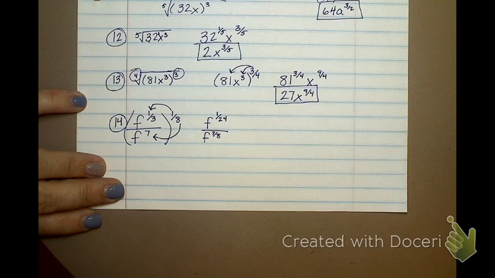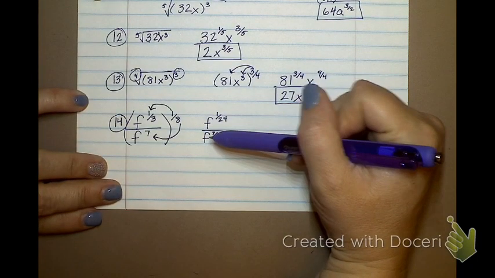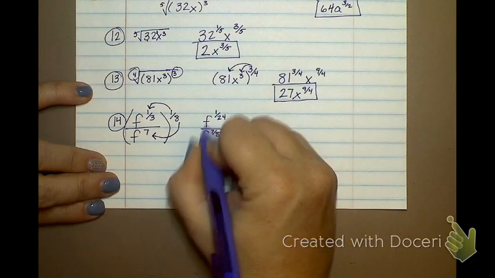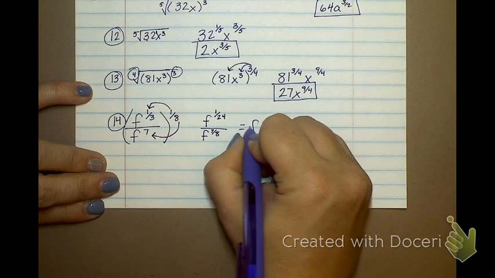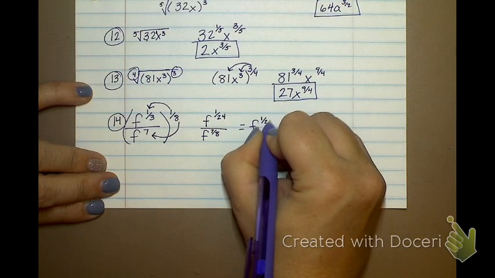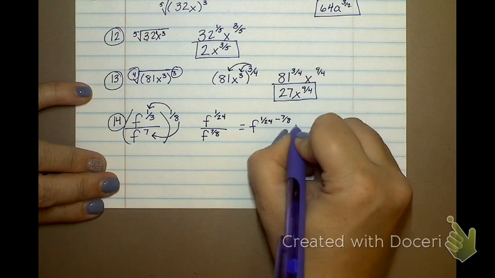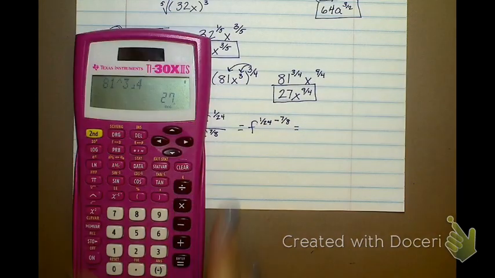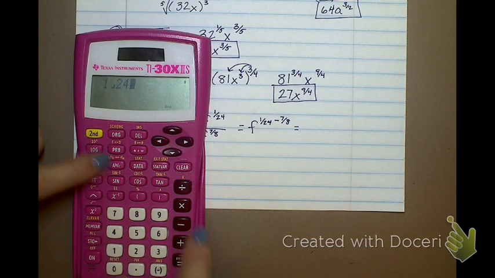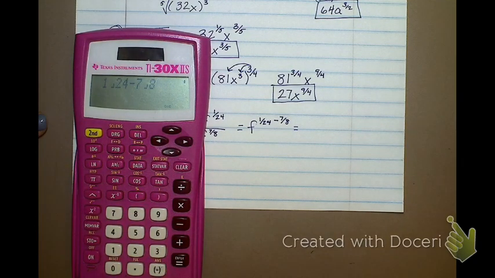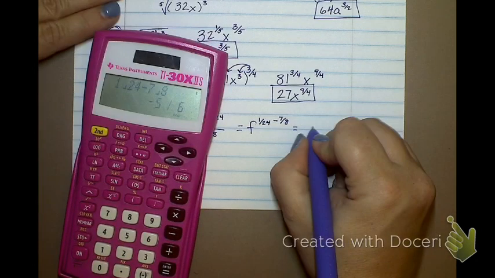Now, a lot of people will stop here and think they're done. You can't stop here because you have two bases that match, which means you've got more rules that you can apply. Anytime you have two bases that match, you do the top exponent minus the bottom exponent. This is where your calculator's fraction button saves your butt. 1/24 minus 7/8 is -5/6.